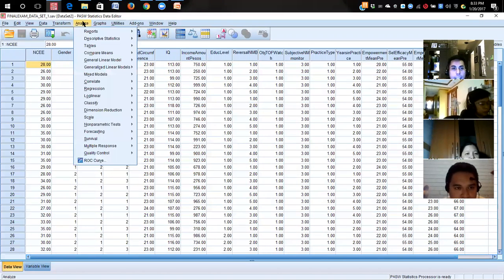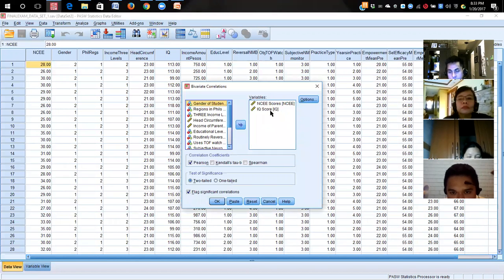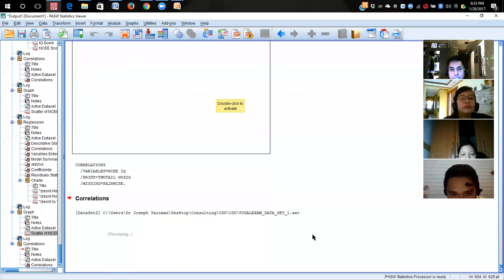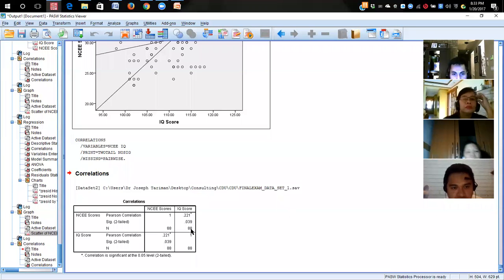So now let's go to Analyze, and we're going to go to Correlation first, right? We do Bivariate, and I have NCEE and the IQ score. And here's our SPSS output. It tells you that the Pearson correlation of NCEE with IQ is 0.221. It's a positive correlation because there's no negative sign, but it's a weak correlation because it's only 0.221. But it's statistically significant nonetheless because it's 0.03, less than 0.05. So that's our first. We already know that this is correlated.